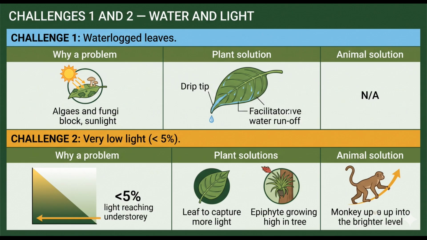The animal solution is the arboreal lifestyle. Move into the canopy where food produced by light-using plants is abundant. Notice how the challenge links the plant and animal sides. Low light affects plants first, then indirectly affects animals through the food chain.